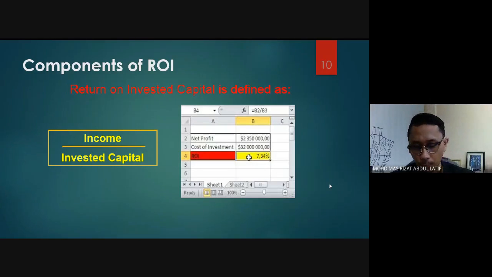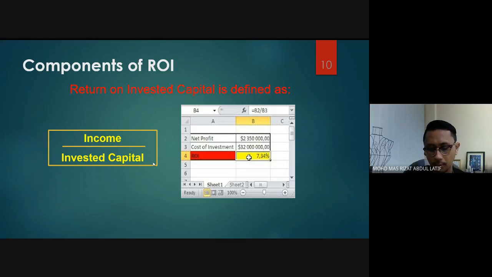Okay, now let's go to the components of ROI. Okay, you can refer to page 463 down there. Okay, now let's look. So analyzing company performance using return on invested capital is conceptually sound and appealing. So return on invested capital is computed as follows. So income divided by the invested capital. So simple je lah sebenarnya dia punya calculation dia ni. Right, so income, which is your net profit, divided by your invested capital or cost of investment. Then you get your ROI. Okay, for example, as you can see in the picture here, net profit 2.35 billion over 32 billion of cost of investment, then the ROI will be 7.34%.